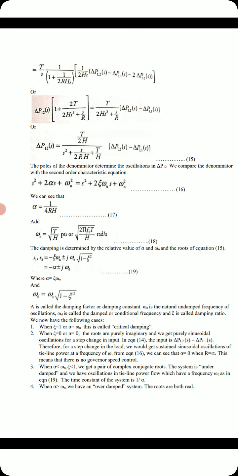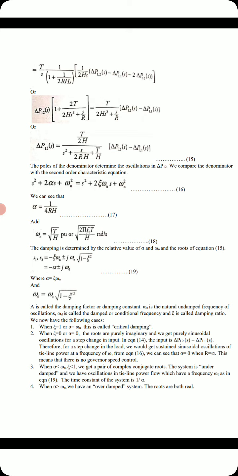Alpha is called the damping factor or damping constant. Omega n is the natural undamped frequency of the oscillation. Omega d is called the damped or conditional frequency, and zeta is called the damping ratio. So we now see the following cases. The first one is when zeta is equal to 1, or alpha is equal to omega n, that is called critical damping.